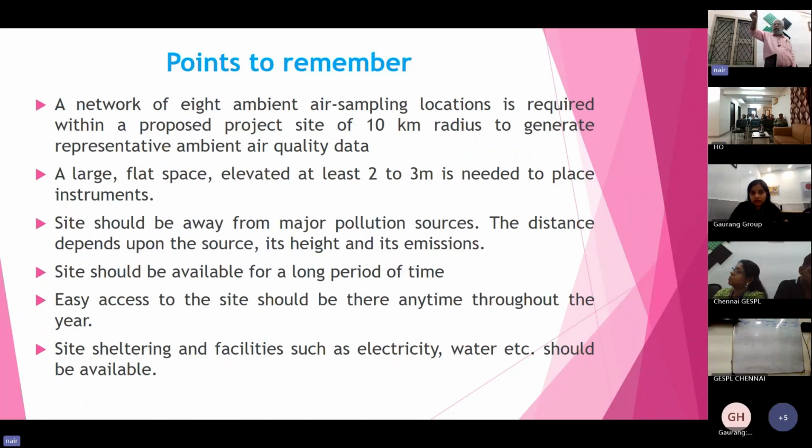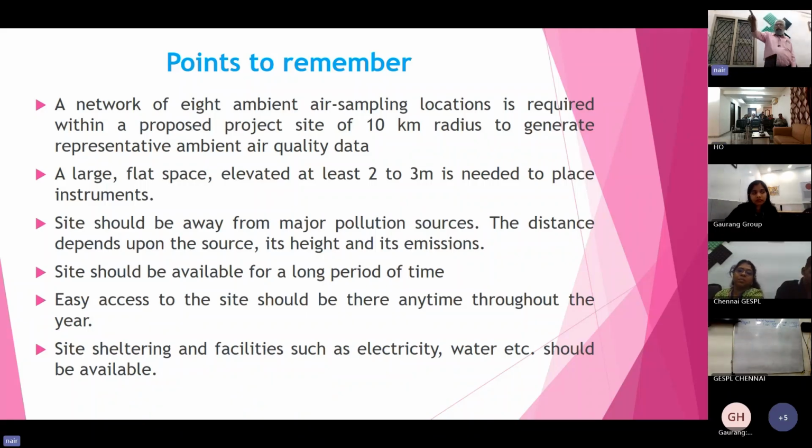A large flat space elevated at least 2 to 3 meters is needed to place instruments. A high volume sampler, you are going for taking the ambient air sampling. So 2 to 3 meter elevation is required. Then the site should be away from major pollution sources. The distance depends upon the source, its height and its emissions. Suppose an industry is there, its stack emission is there nearby. Don't take an instrument to the first floor or the terrace of the first floor and collect ambient air if there is an emission source nearby.